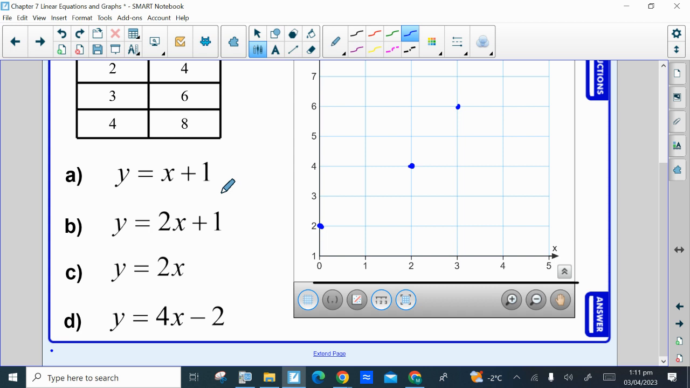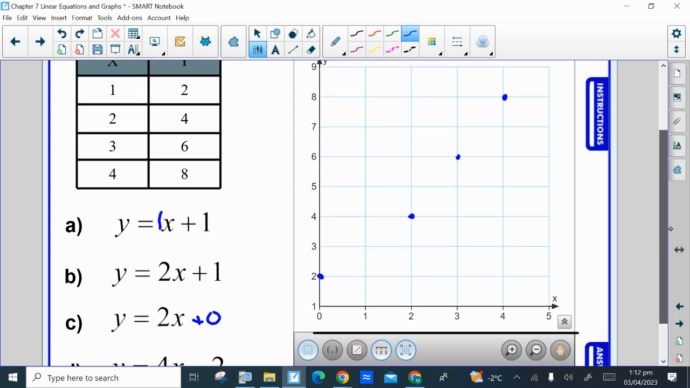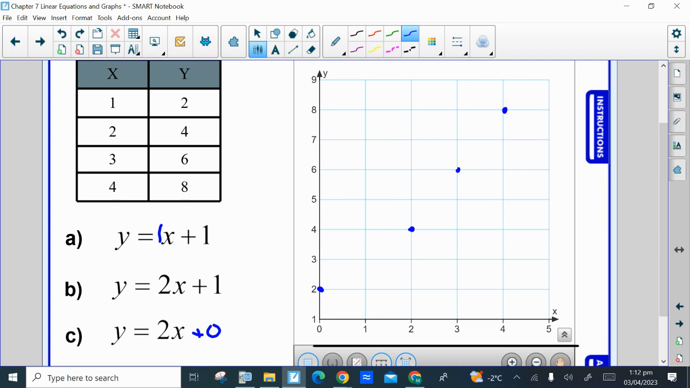The first equation says a y-intercept of 1, same as the second one. The third one would show a y-intercept of 0, and the last one a y-intercept of negative 2. The first one shows a slope of positive 1, the next two show slopes of positive 2, the last one shows a slope of 4. So to get the right answer here, what we can do is take one of the points, like the point 2, 4, and plug them into each of these equations and see which of them works.